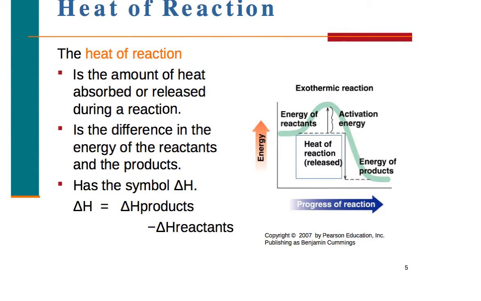The heat of reaction is the amount of heat, in other words, amount of heat energy, absorbed or released during a reaction. It is the difference in energy of the energy inside the reactants and the energy inside the products. We give this heat of reaction a fancy symbol when it occurs at a constant pressure. When this heat of reaction occurs at a constant pressure, we give it the symbol delta H.